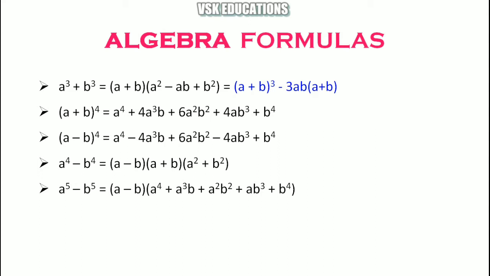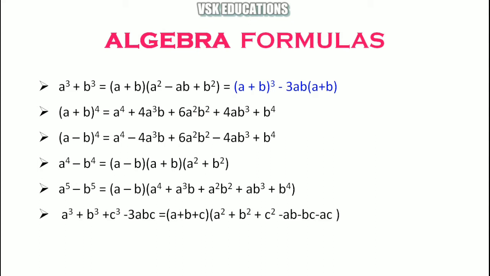a power 5 minus b power 5 is equal to a minus b into a power 4 plus a cube b plus a square b square plus ab cube plus b power 4. a cube plus b cube plus c cube minus 3abc is equal to a plus b plus c into a square plus b square plus c square minus ab minus bc minus ca.